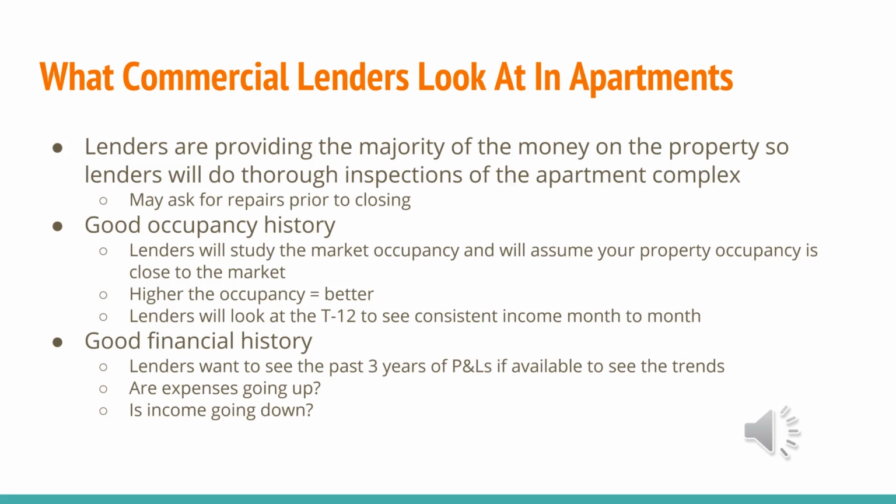They want good financial history, ideally. They want to see a year to date and the prior 2 years of P&L, if available, just to see trends, right? Are the expenses going up? Is the income going down? Sometimes the owner may not have good financial documents, and the lender is happy enough with just a year to date. So overall, it just really depends on the lender, but I just wanted to give a brief overview as to what they focus on.